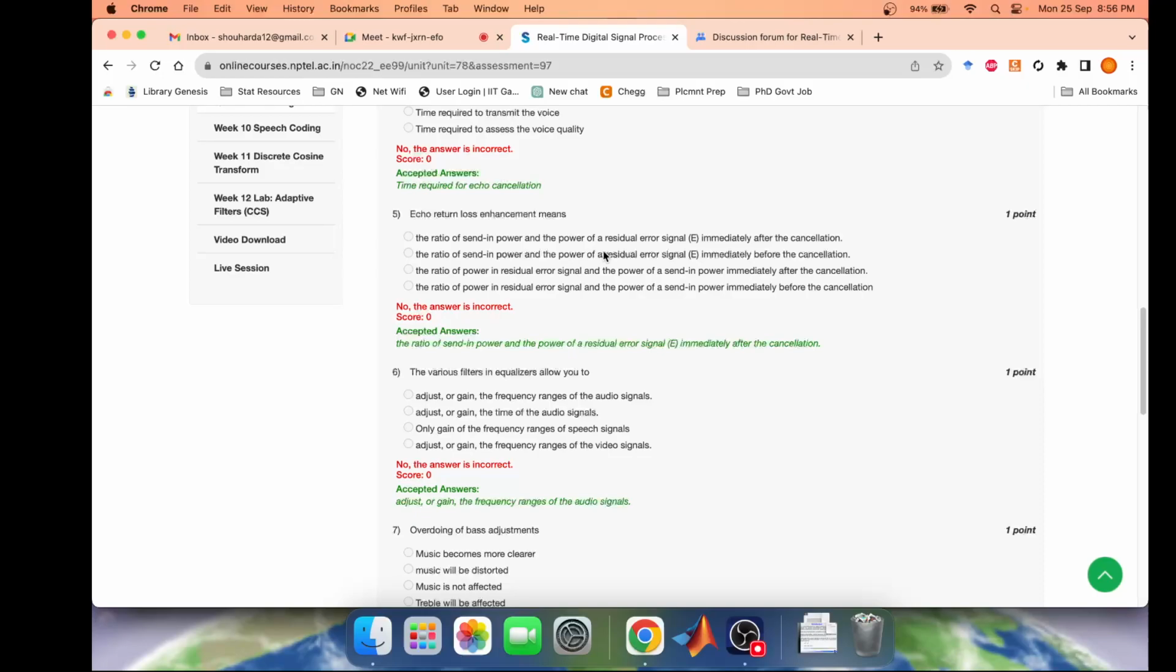gain of the frequency range of speech signal only, and adjust or gain the frequency range of video signals.